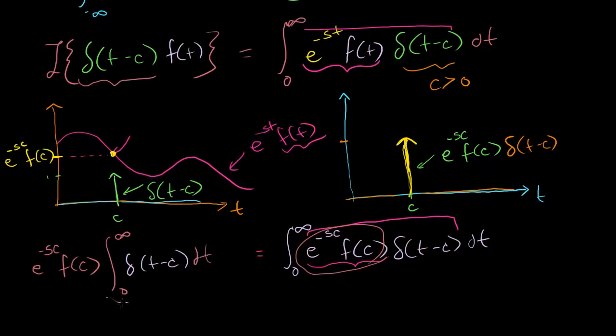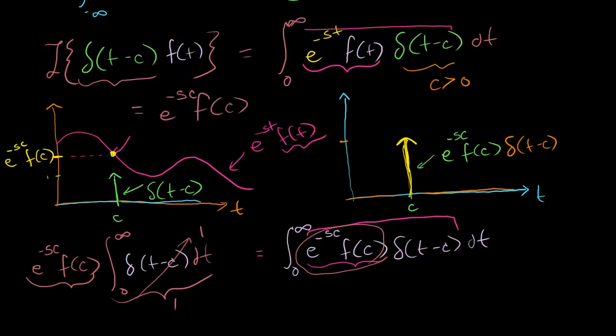Now, what is this thing by definition? This thing is 1. We could put it from minus infinity to infinity, it doesn't matter. The only time where it has any area is right under c. So this thing is equal to 1. So this whole integral has been reduced to this, because this is just equal to 1. So the Laplace transform of our shifted delta function times some other function is equal to e to the minus sc times f of c.